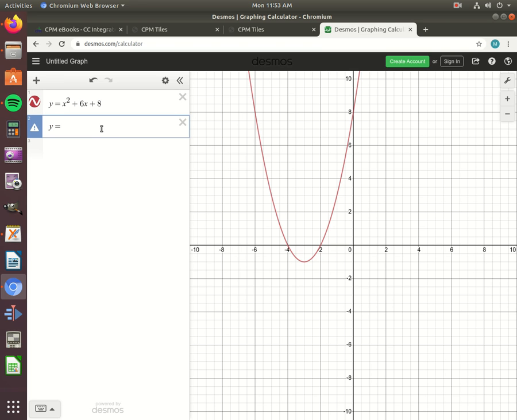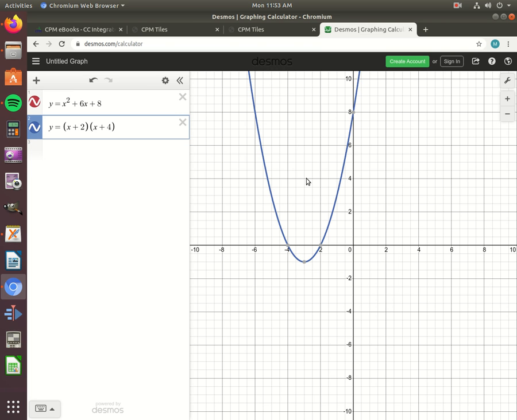Well, what if I put y equals x plus 2? Uh-oh, I didn't put plus 2. And then I put x plus 4. You can see I get the exact same parabola, right? Which is kind of interesting.